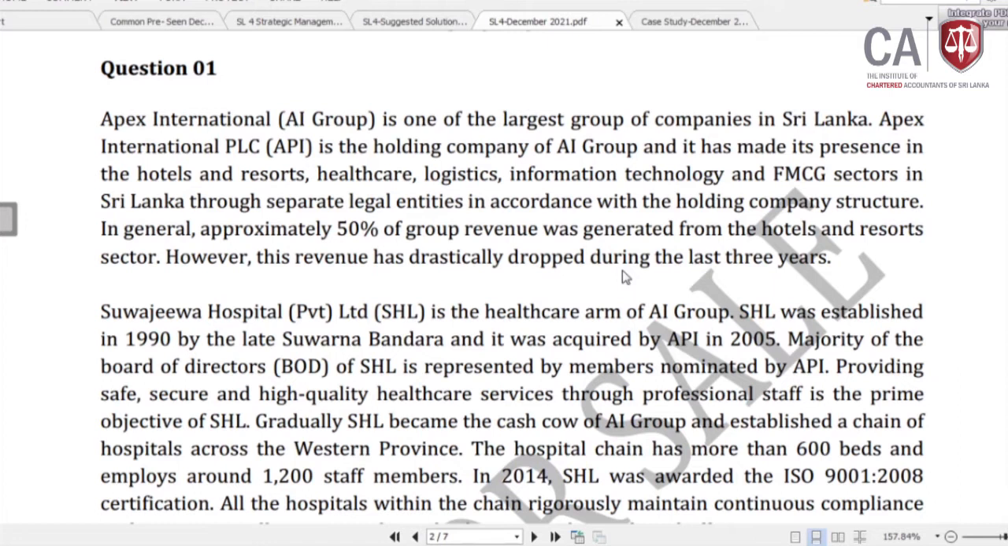In general, approximately 50% of group revenue was generated from the hotels and resort sector. So, that particular sentence indicates that the number one company in the group is the hotels and resort sector. Actually, the important sector is the hotels and resort sector. However, this revenue has drastically dropped during the last 3 years. That is something to be considered. I think it is natural with this COVID-19 pandemic situation.